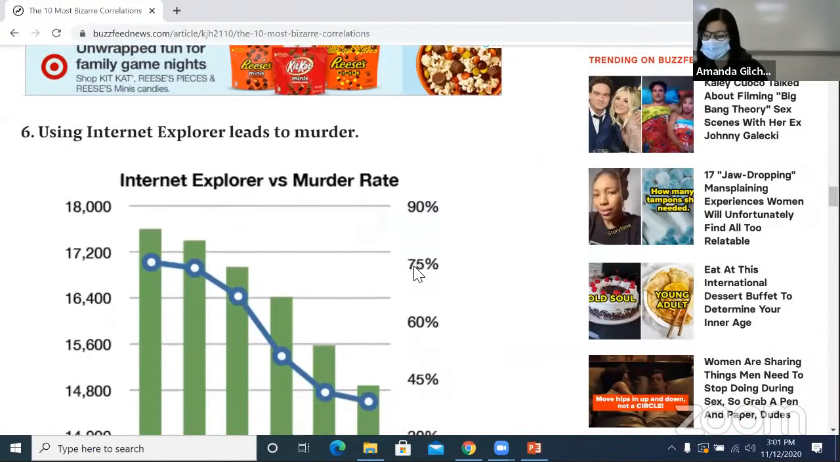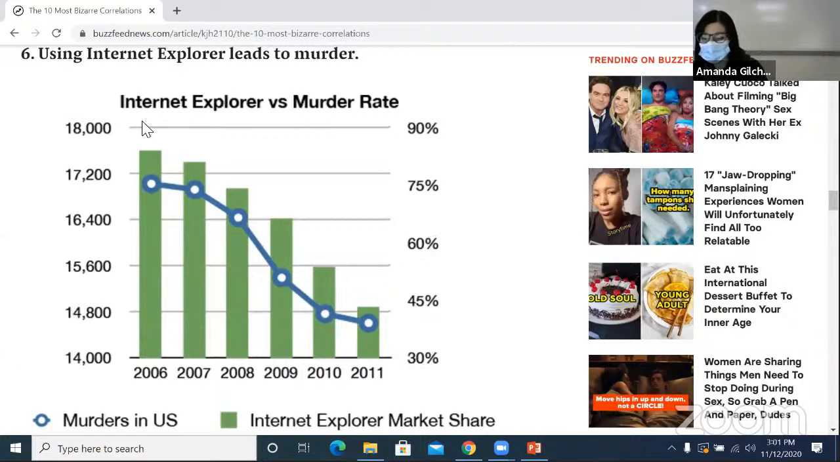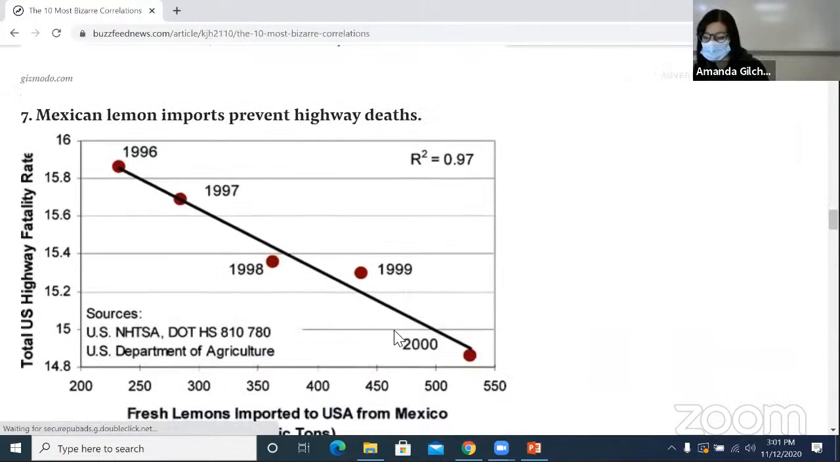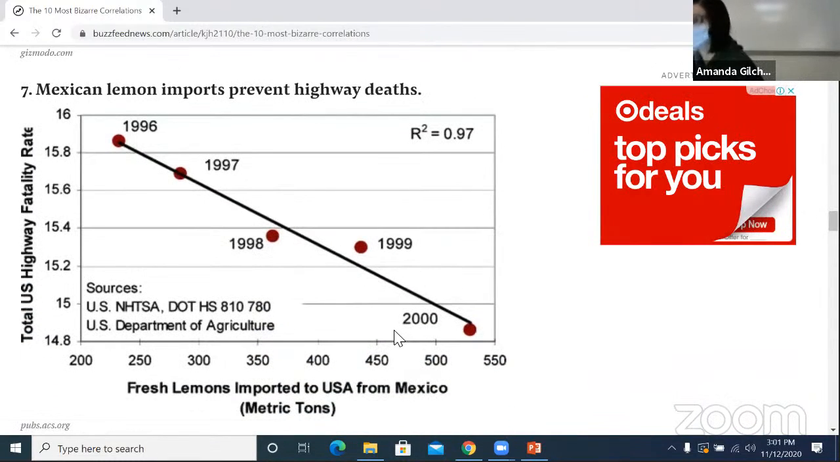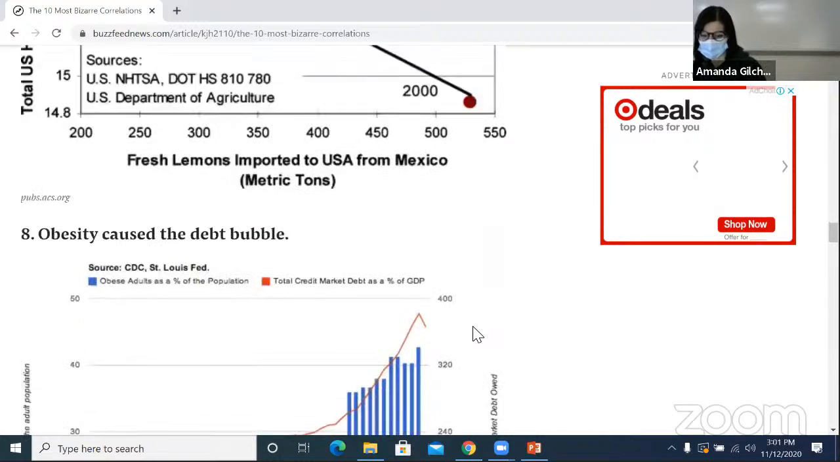Using Internet Explorer leads to murder. So here, use of Internet Explorer versus the murder rate. Mexican lemon imports prevent highway deaths. So here, lemons imported to USA from Mexico. And here, total US highway fatality rate. So we get fewer lemons imported from Mexico, and we also have a lower highway fatality rate.